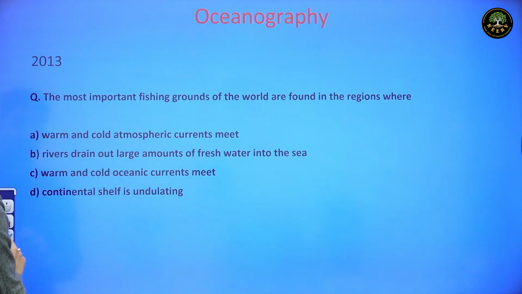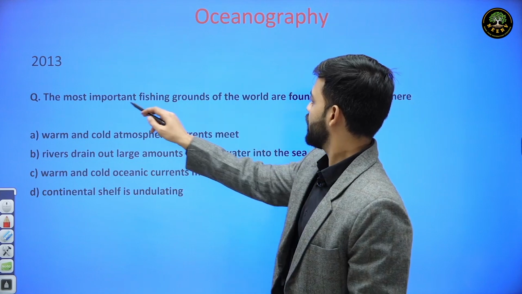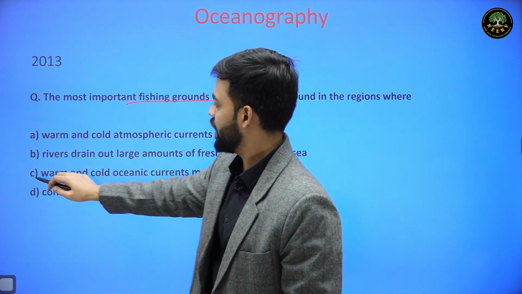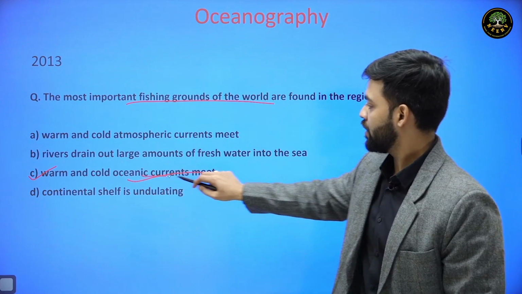So, the answer for this question is: the most important fishing grounds of the world are found in the area where warm and cold oceanic currents meet.